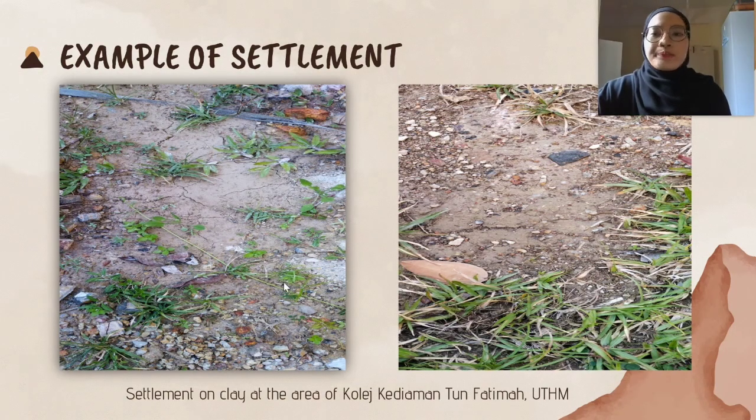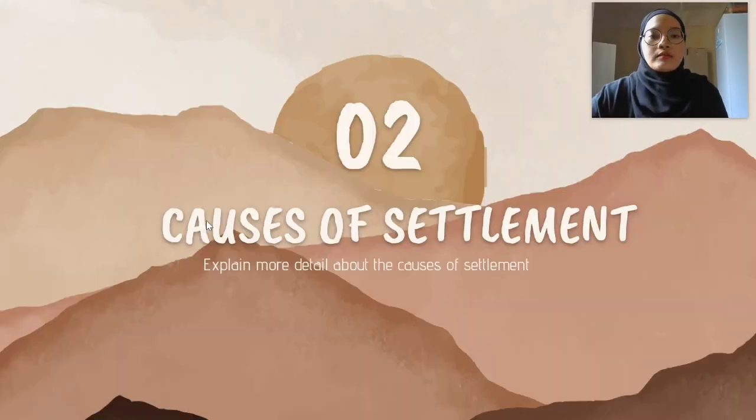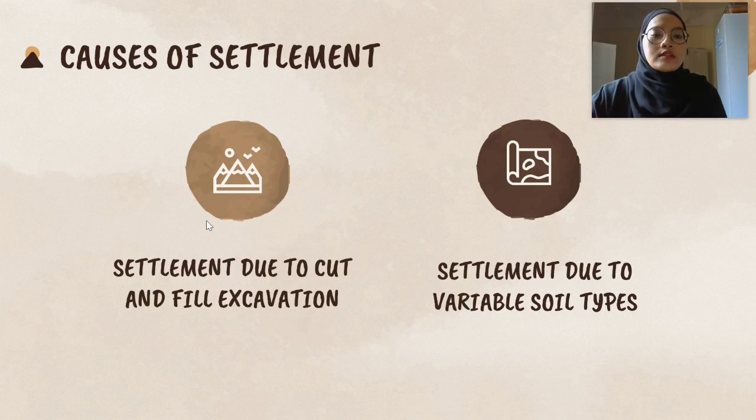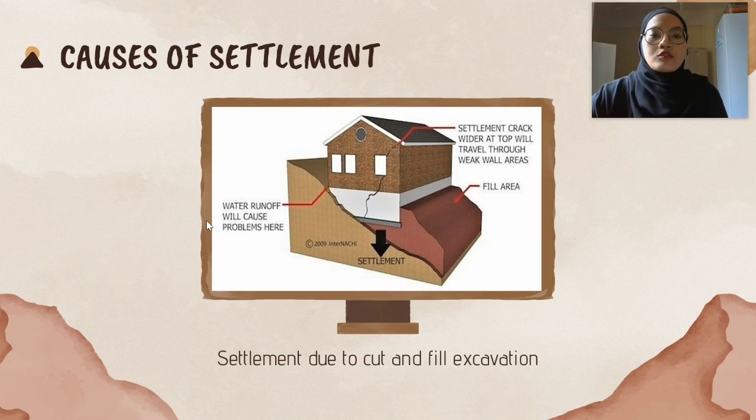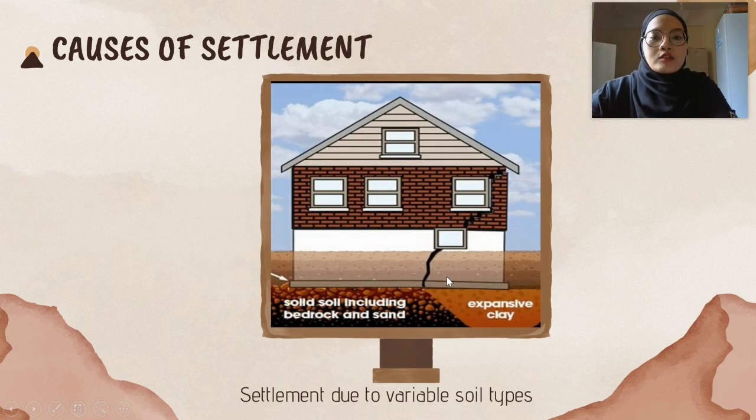So actually not good. The second part is the causes of settlement. I will explain in more detail about the causes of settlement. We have two causes: settlement due to cut and fill classification, and settlement due to variable soil types. This one is the settlement due to cut and fill classification. In this picture, we can see the filled area at this place. We have a settlement at this area. The next one is settlement due to variable soil type. In this picture, we have solid soil, including bedrock, and sand and respective clay. This settlement occurs because there are two different types of soil at the same place.